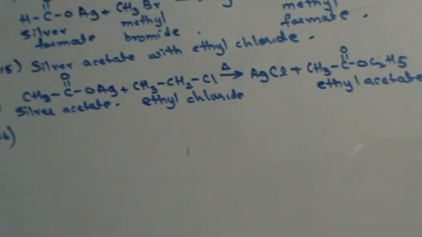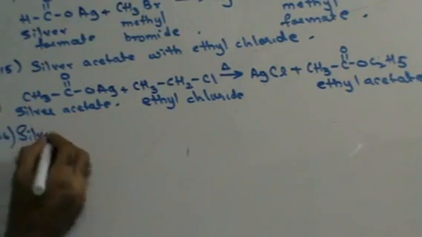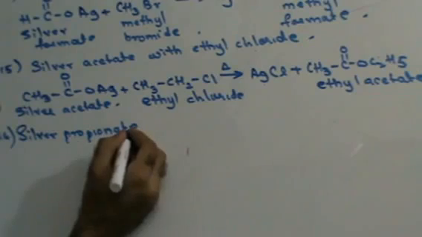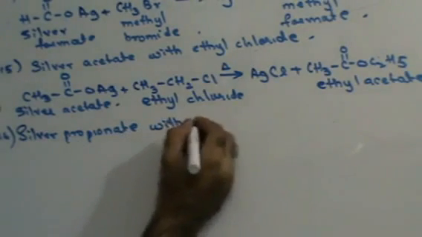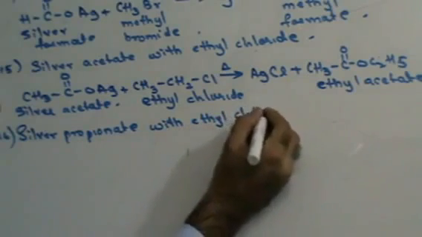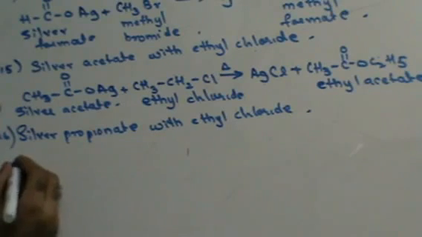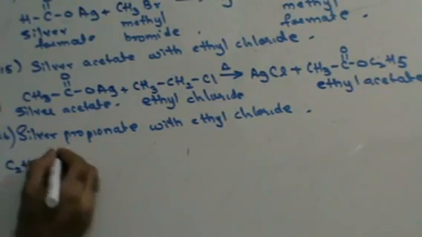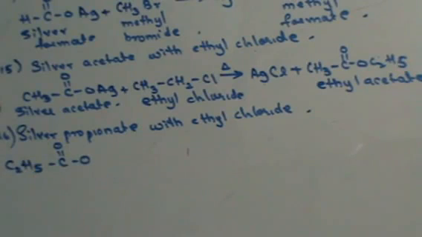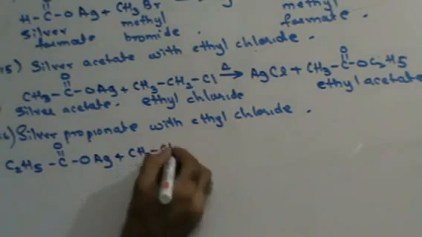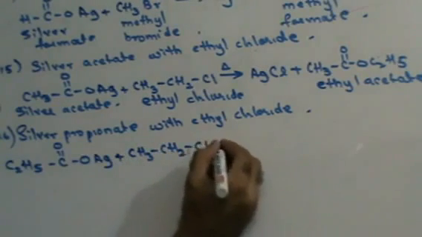Next, what happens when silver propionate reacts with ethyl chloride? Silver propionate. Propionate means 3 carbon atoms. That means you will have C2H5C double bond O. This is your propionate group. Silver propionate, therefore, has 3 carbon atoms. So silver propionate reacts with ethyl, CH3CH2, that's my ethyl group, chloride.